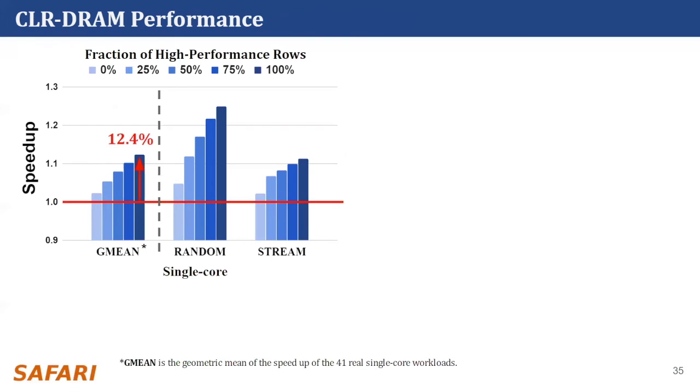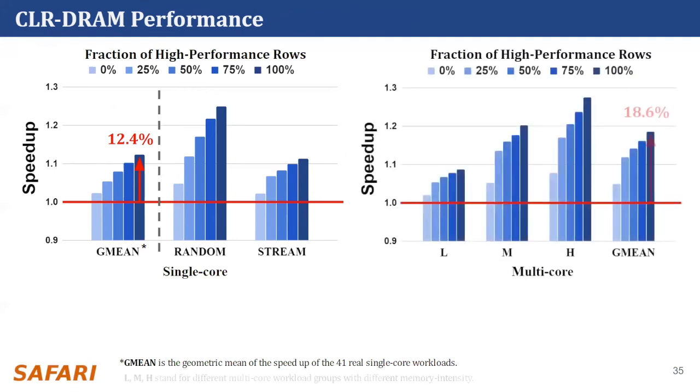I will start with the performance impact of CLR-DRAM. For real single-core workloads, CLR-DRAM provides an average speedup of 12.4% when all pages are mapped to high-performance mode rows. For the 19 multi-core workloads, mapping all pages to high-performance mode rows could provide an average of 18.6% speedup.